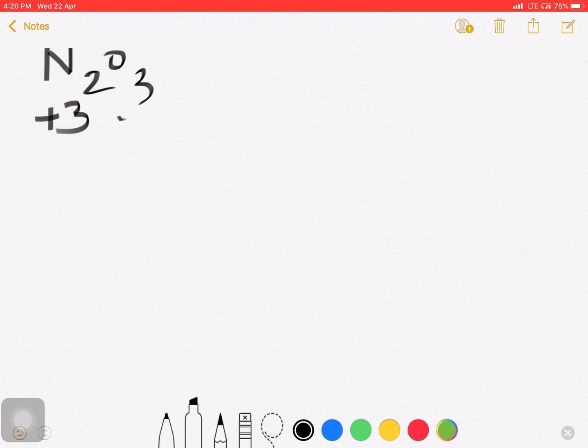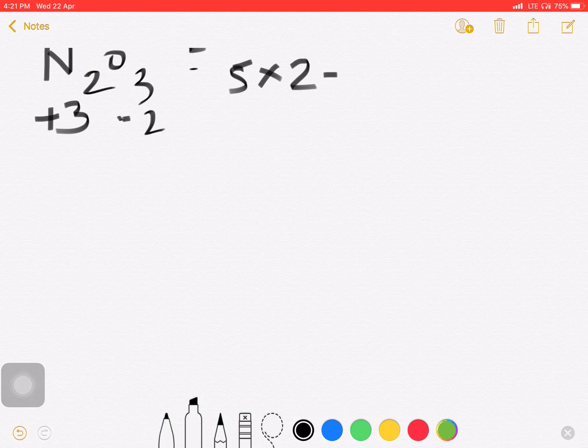Oxygen will be -2 into 3. So that's going to be -6. Clear? That's the part. Now this compound, N2O3, let's do the same math as we did before. Nitrogen has 5 electrons, so we will have 5 into 2, plus oxygen is 6, so that's 6 into 3. So it'll be 18 plus 10. Total we have is 28 electrons.